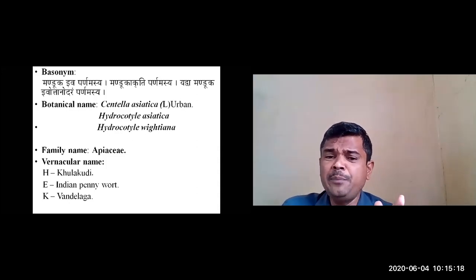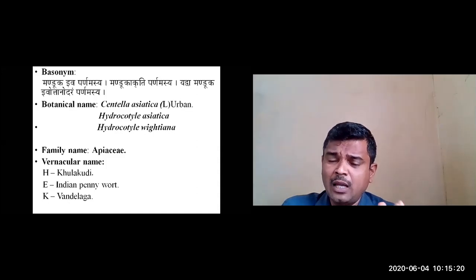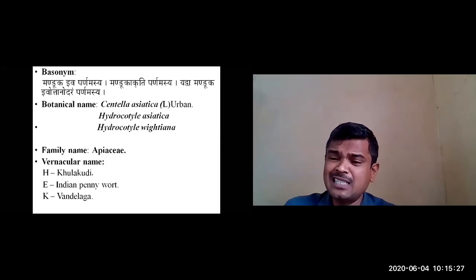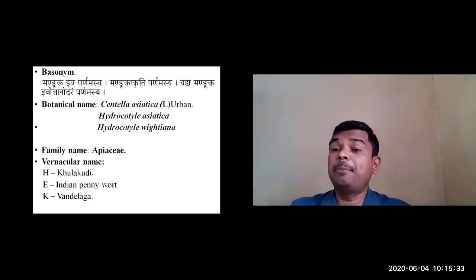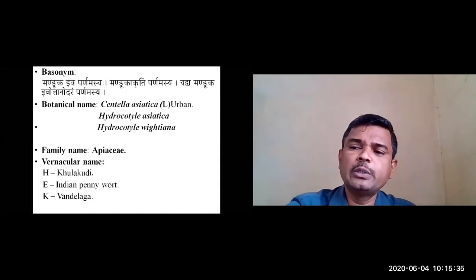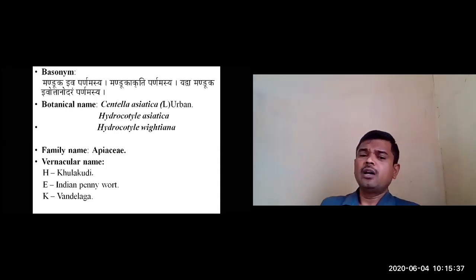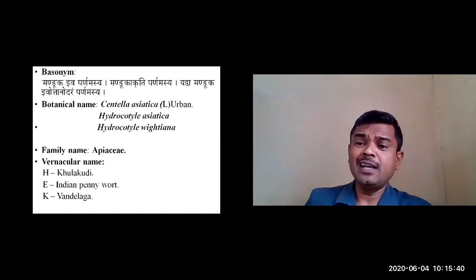Usually the members of the Apiaceae family have leaves that are twice or thrice tripartite, meaning they are highly dissected, decompound leaves. But this Manduka Parni has a simple leaf, even though it belongs to the Apiaceae family.